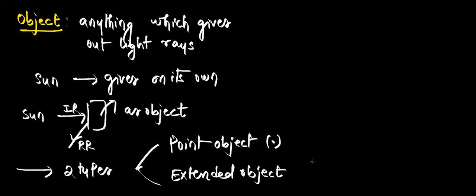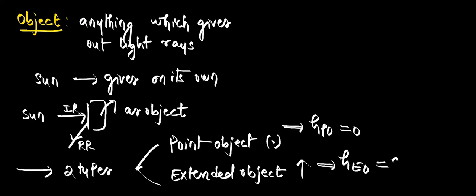Extended object means it will have some height more than point size, and it is denoted by an upward arrow mark. So the height of a point object, PO, will be 0. If I take the height of the extended object, EO, it will be some value, some height will be there, but not 0.